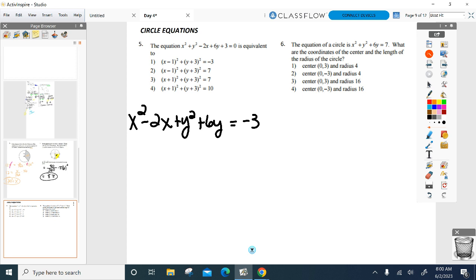Next step, and I'm going to go through this a little quick because we have done it. Now you find the c value for x and y. You have a new c value for x and y. So x squared minus 2x plus this new c value, which we're going to talk about. How do I find it? Plus y squared plus 6y plus this new c value equals negative 3.